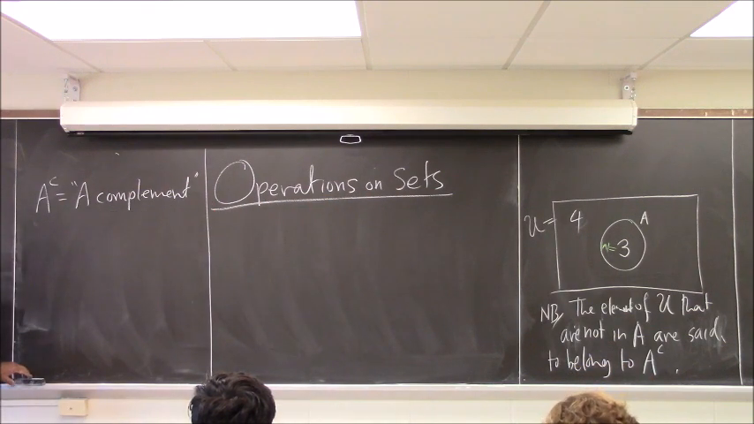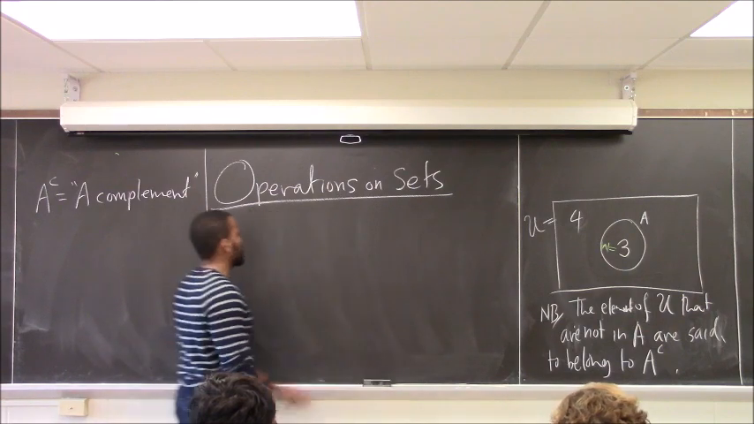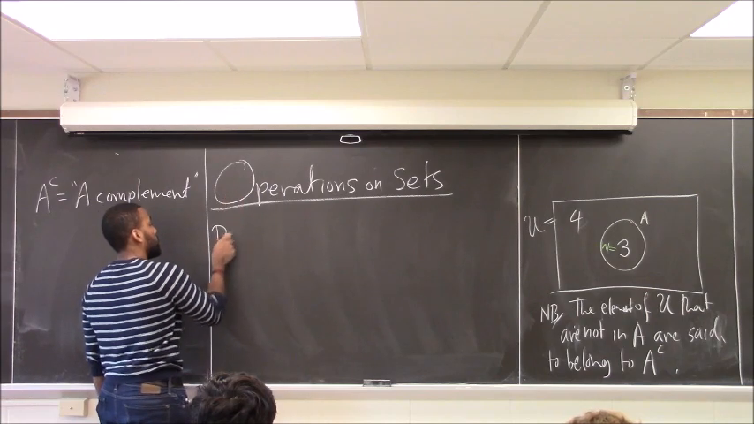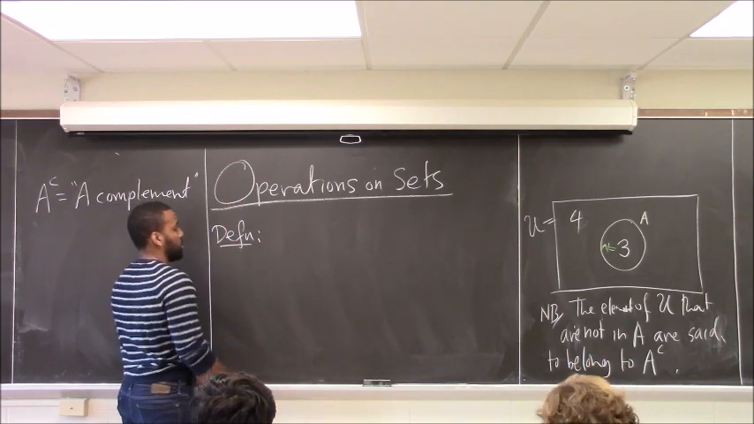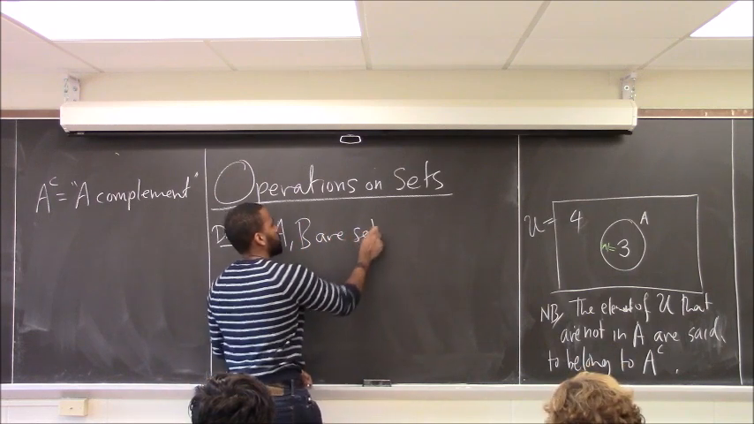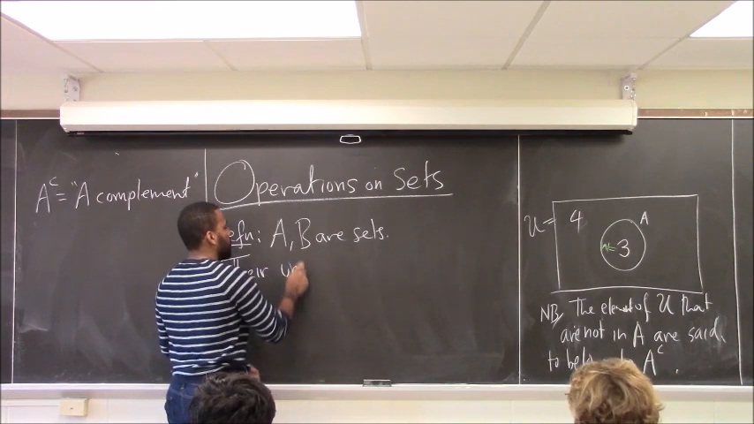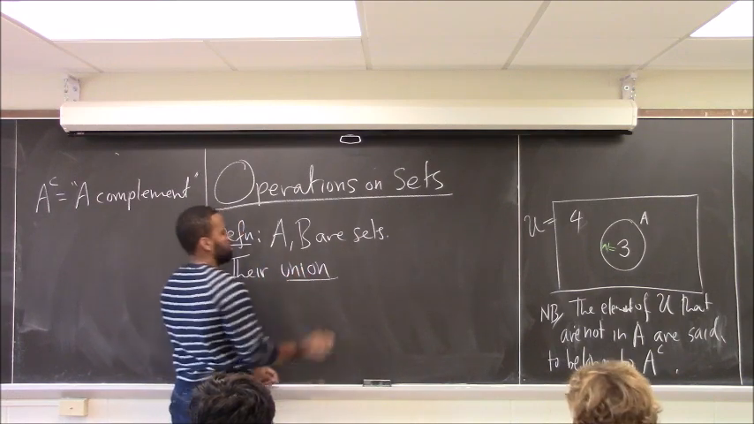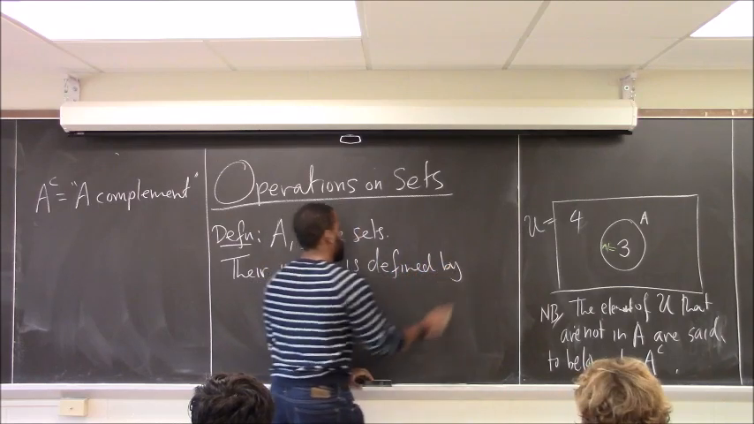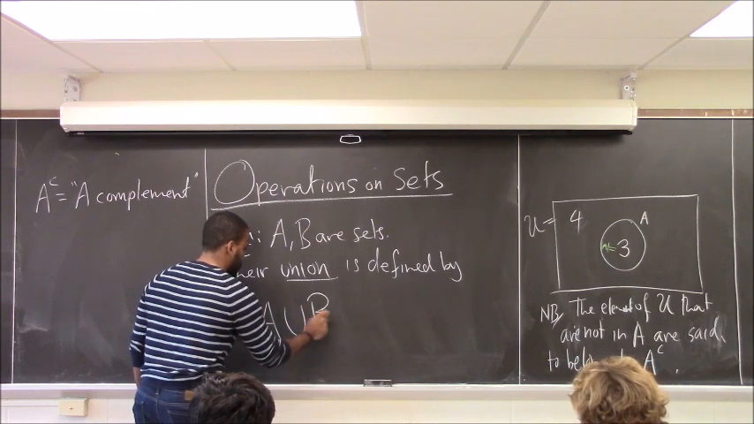So we can do a kind of mathematics with sets that don't always behave like regular numbers do. So let's talk about that definition. Suppose A and B are sets. We can talk about something called their union, which is defined by the following. That's the notation.